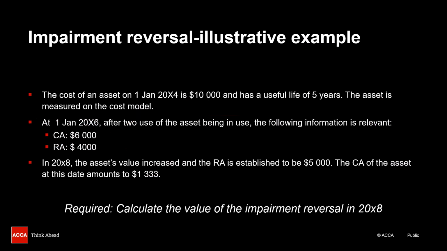Let us look at this example on an impairment reversal. An asset is impaired 2 years after being in use. Then 2 years later, an impairment reversal is evident and we are required to calculate the amount of this impairment reversal. There are many different dates and amounts in this scenario which can be confusing, so for this reason, I will transcribe the important information on a timeline of events.